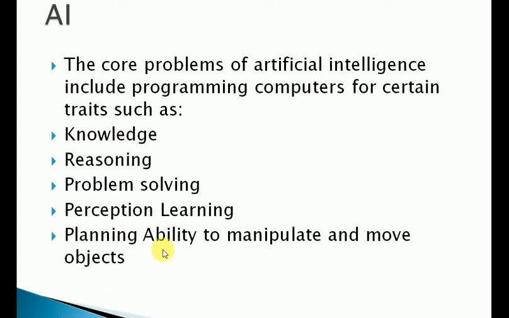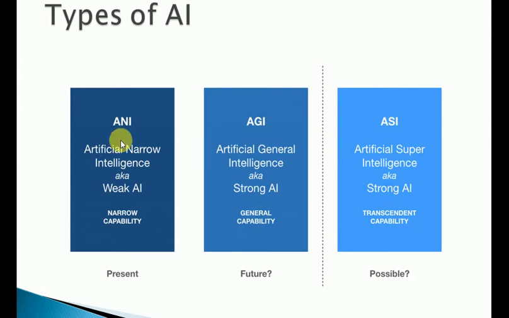And planning, the ability to manipulate and move objects: in which situation will the objects move? If you are talking about a small vacuum cleaner that is smart and taking decisions, how can we train our system, how can we make it reason, and how do we develop the ability for the vacuum to take a decision? After that, what are the types of AI?